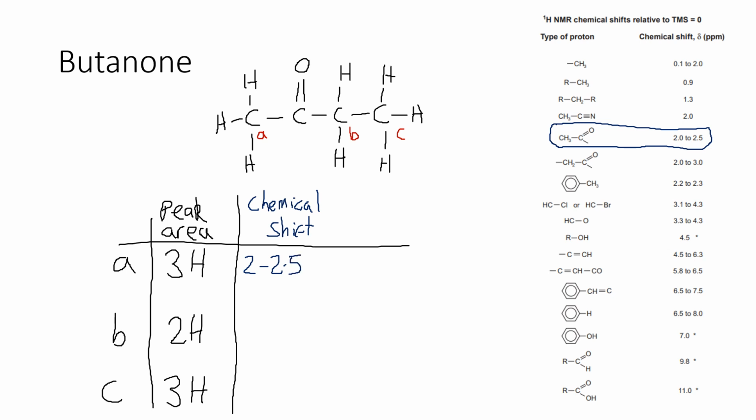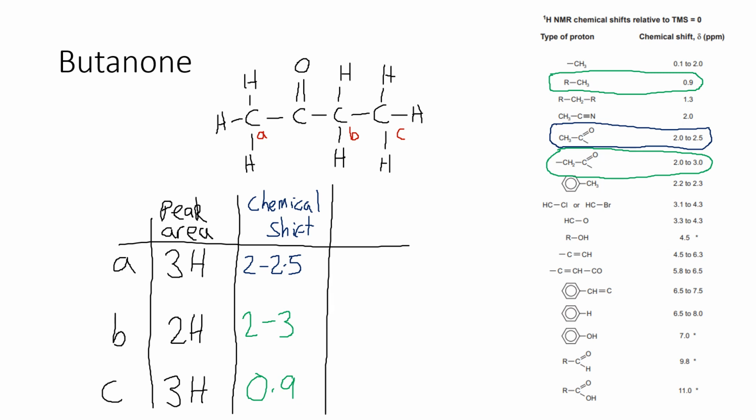B is the CH2 next to a C double bond O, and we'd expect it to be anywhere between 2 and 3 ppm. Whereas C is just a CH3 group next to an R, so we'd expect it to be about 0.9, which equates to maybe this one here, but it's quite hard to tell exactly, but it would be very low, close to about 1. Now the more challenging thing, especially if you're at A2 now, is the coupling. Let's have a look at the coupling. Try and work out what it would be.